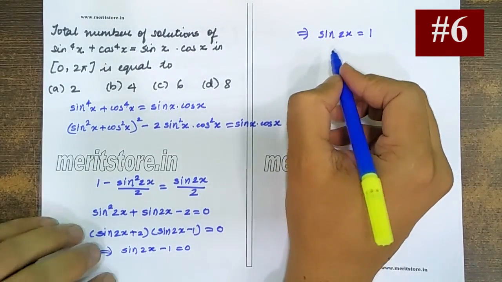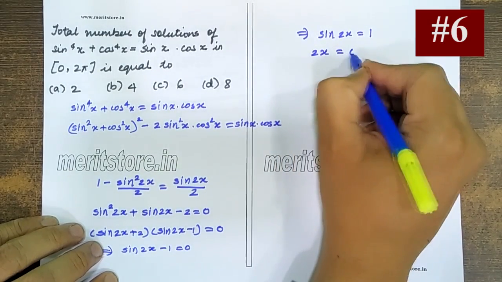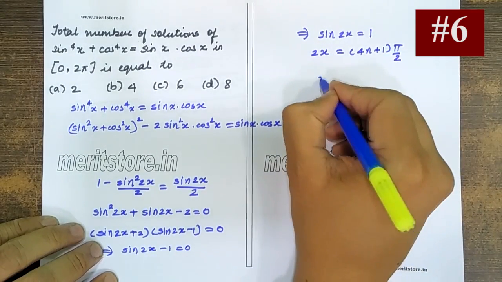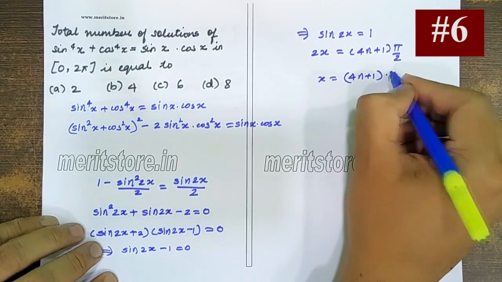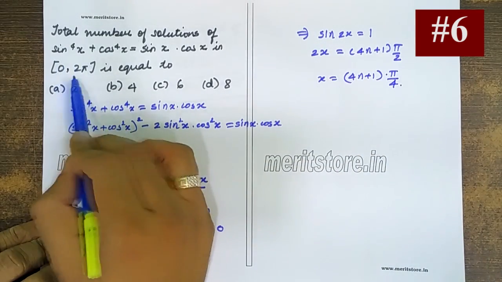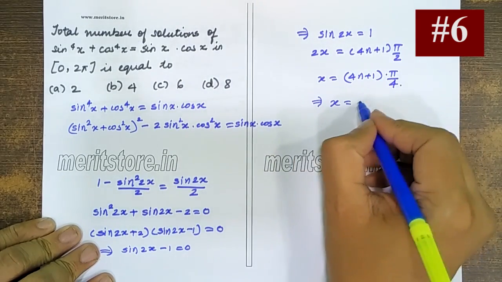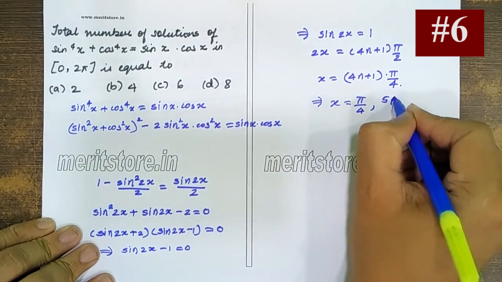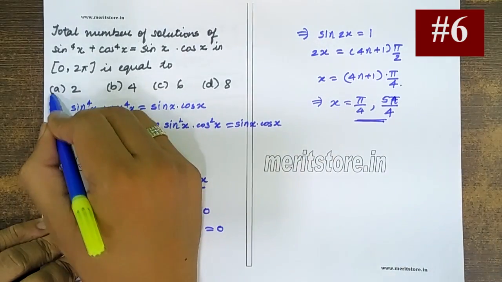Now applying the general solution, you will get 2x is equal to 4n plus 1 pi by 2. So x is equal to 4n plus 1 into pi by 4. Now as we have to find the solution in 0 to 2 pi, so here there are only two values of x which will satisfy this condition, that is pi by 4 and 5 pi by 4. So there are only two solutions, so A is the correct option.